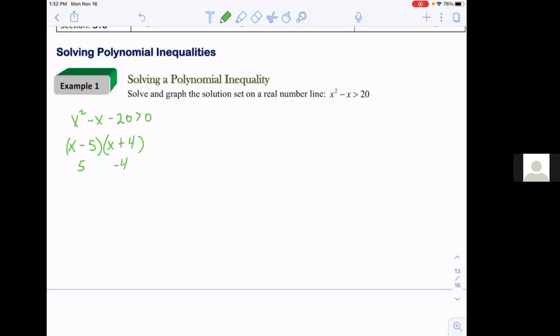Now, what we have to understand is this: when we solve, if this was an equal sign instead, we would be done. My two solutions are 5 and -4. But this is not an equal sign; it is an inequality sign. So that means things are going to change up a little bit. We're going to have to figure out what happens. So we're going to go over here and create a number line. Here is -4 and here is 5.